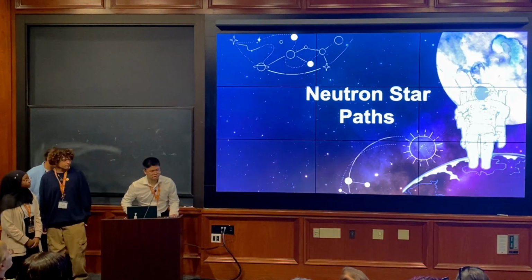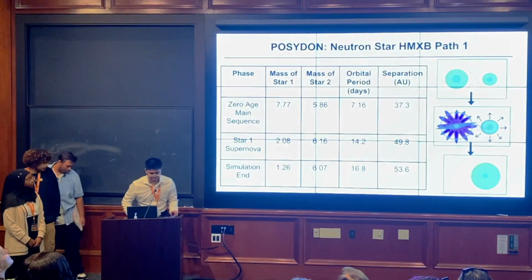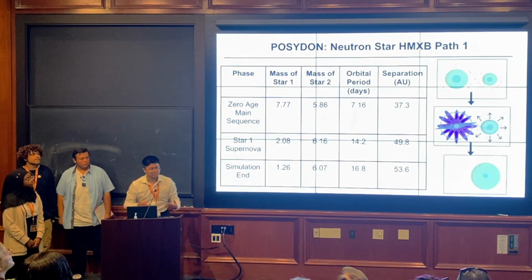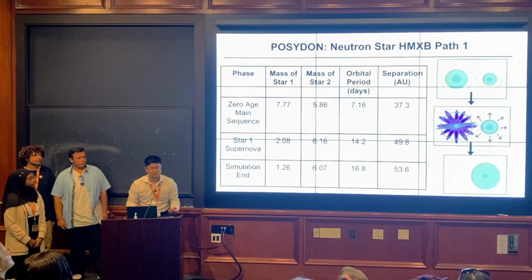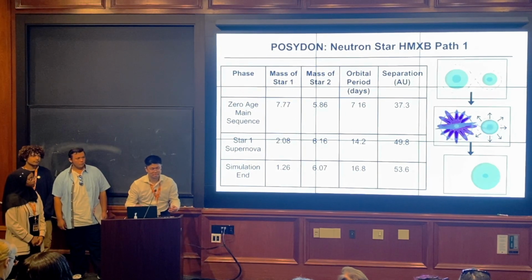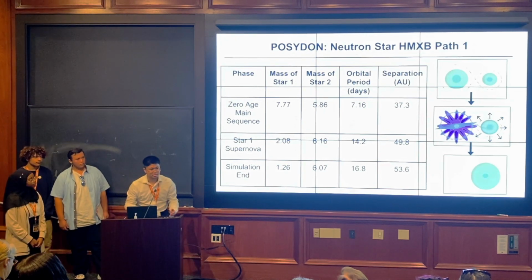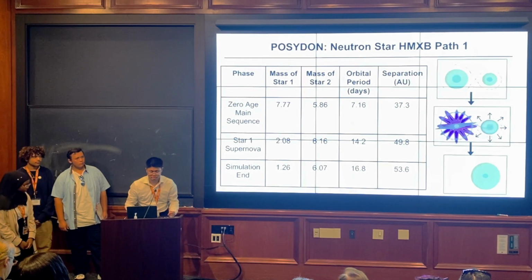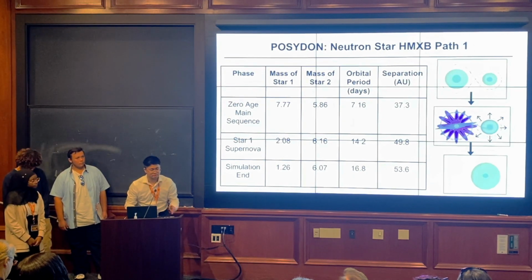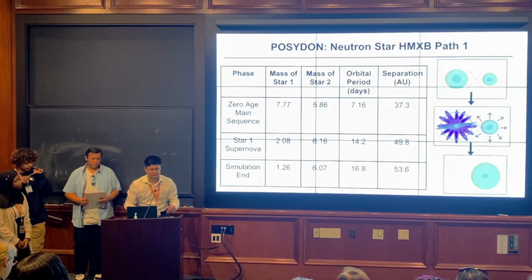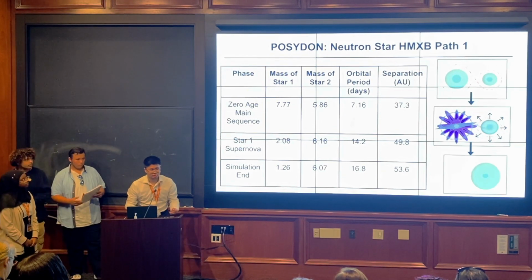Now we're going to move on to the neutron star paths, but before we start the simulation, I want to clarify some of the units. The mass of a star is how many times bigger that star is compared to the sun. So in this example, it will be 7.77 times greater than the sun. The orbital period is represented in days, and the separation is represented in astronomical units, which is the distance between the Earth and the sun. So in this example, it is 37.3 times the distance between the Earth and the sun.